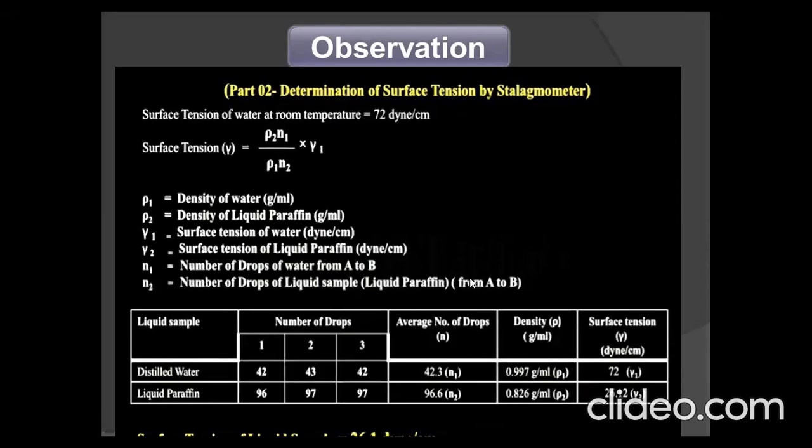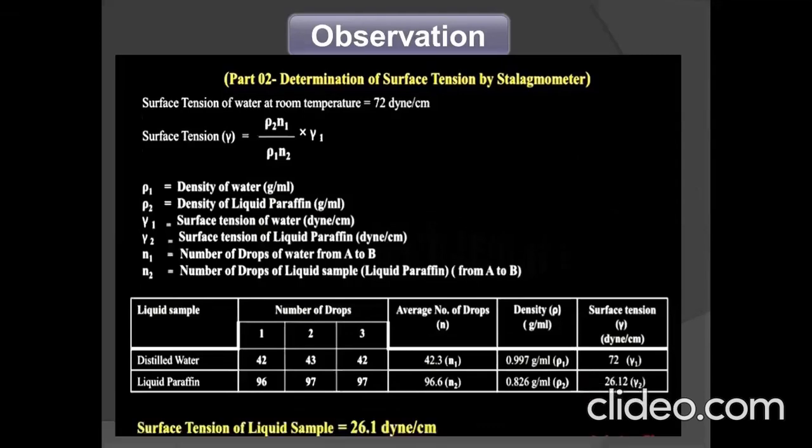Okay, then from those values you can easily get the surface tension by using the formula: surface tension is equal to ρ2 into N1 divided by ρ1 into N2, into the surface tension of water. So here ρ1 is the density of water, in gram per ml. ρ2 is the density of liquid paraffin or any sample. Then the surface tension of water, and the surface tension of the sample. Then N1 and N2 are the number of drops formed by the water and the number of drops of the liquid sample.